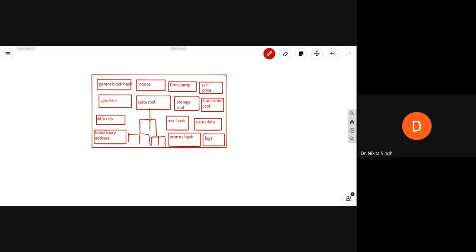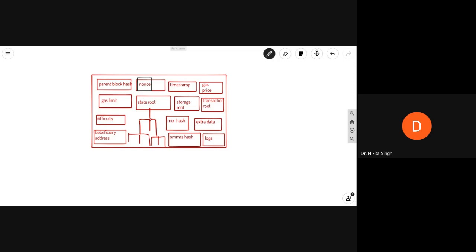First is the parent block hash. So we all know what a parent block hash is. Each block is connected to the next block with the help of the parent block. Then we have a nonce value. We all know this nonce value is not the same as the transaction nonce value. We have two nonce values in Ethereum. The first is used to indicate the number of transactions that have been sent. This nonce value here is selected basis the difficulty target that has been set by the network.